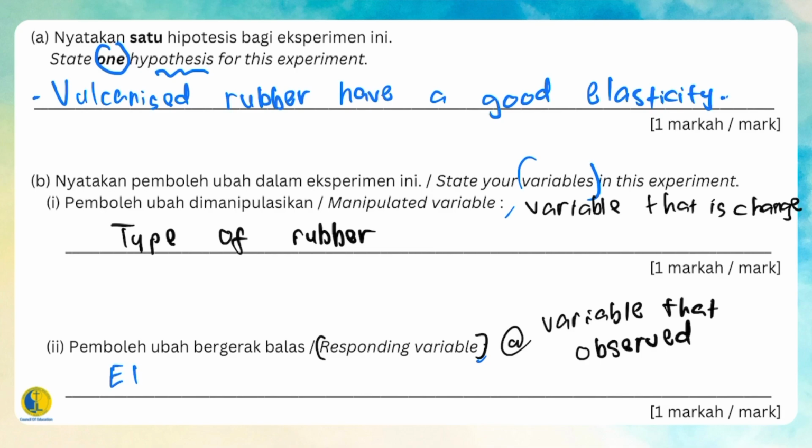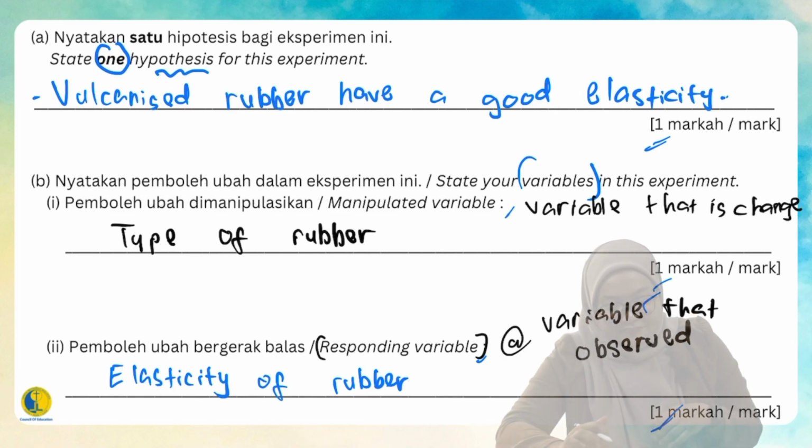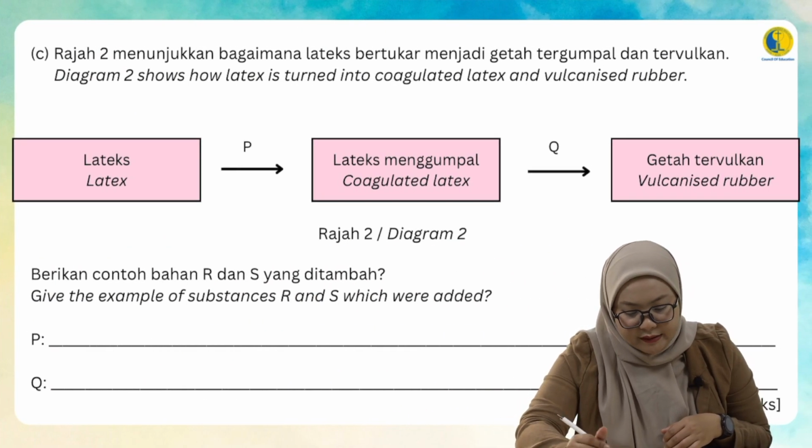The elasticity of rubber. So now guys, in total, you have 3 marks already. 1, 2, 3. Easy. Another 2 marks to go. Usually guys, another 2 marks or another 1 mark is the critical thinking question, the higher order thinking question. So it's considered a difficult type of question, but it's not that difficult. Okay, let's have a look at the questions.